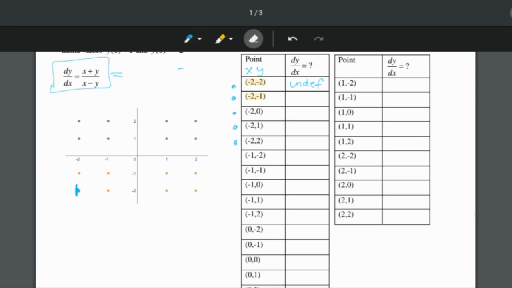Let's do the next point. This is going to be tedious, but not very hard. The next point, -2, -1. On the top, we add our values, -2 plus -1. On the bottom, we subtract, -2 minus -1. So we get -3 over a double negative on the bottom, -1. If we divide that out, we get +3. So we need to graph a mini tangent line that has a slope of +3.